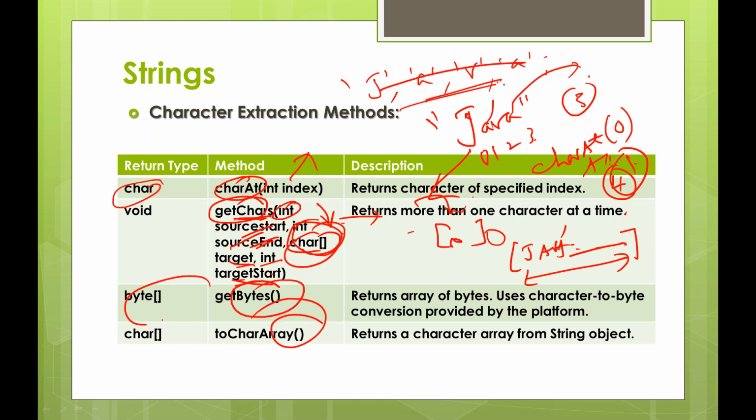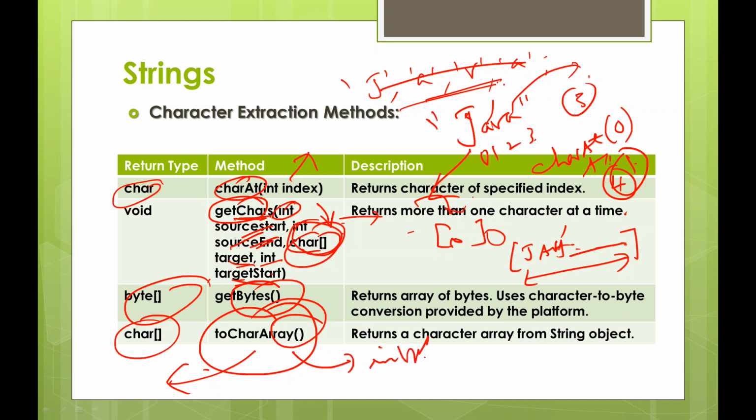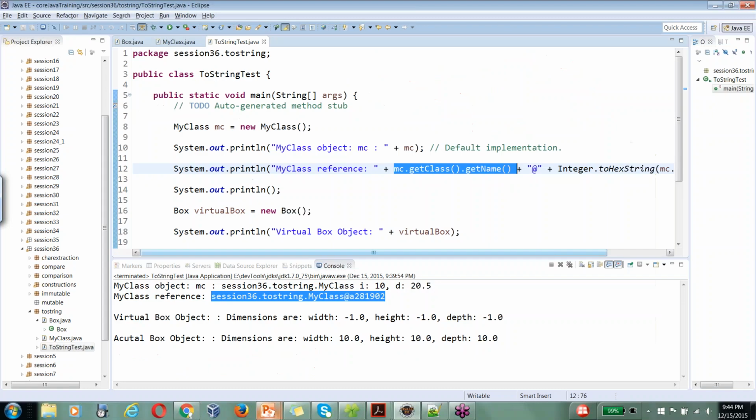Okay, we have getBytes. This will return a byte array. Similarly, we have toCharArray. This will return a character array, which contains the characters of the invoked string. Let us see an example.